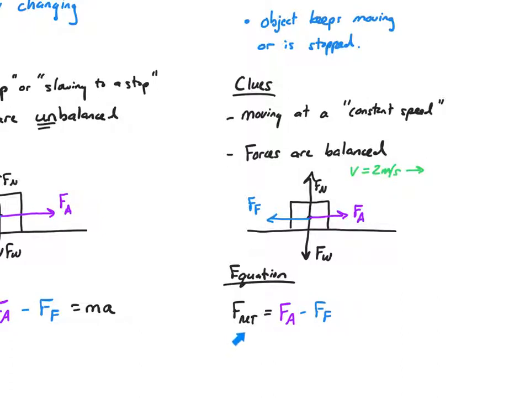The net force equation is very similar. F net equals Fa minus the frictional force in this case, and that's equal to the mass times acceleration. But if I had an applied force of 20 newtons and a frictional force of 20 newtons, when I do this subtraction, it really just ends up being 0. So that means the mass times acceleration is also 0. So overall, there is no net force.